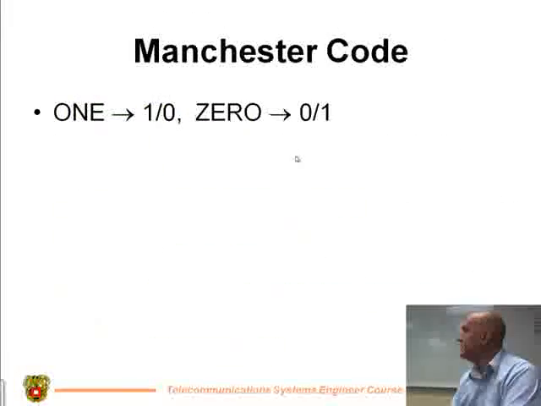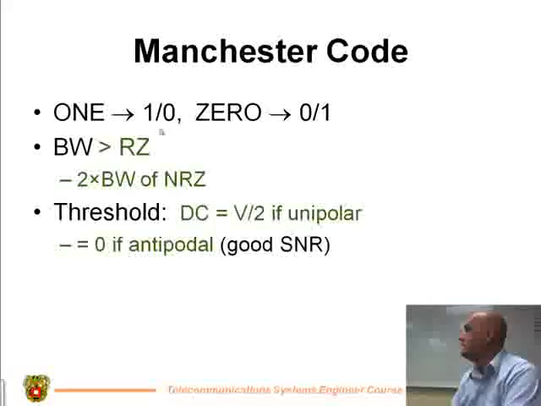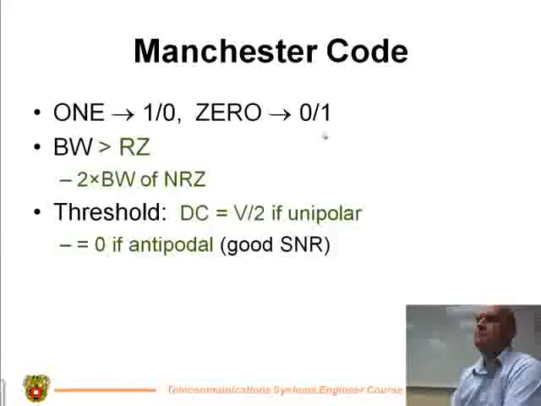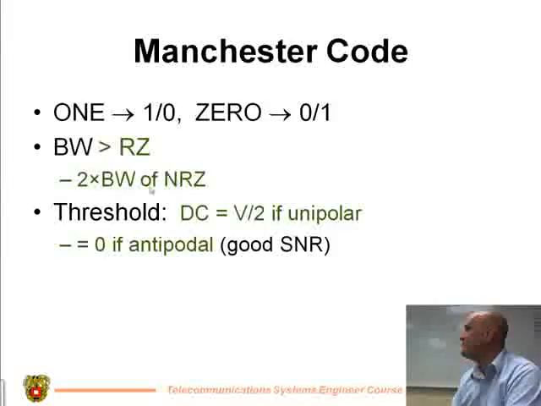Okay, so last thing, Manchester code is a transition. A 1 is a transition from 1 to 0. A 0 is a transition from 0 to 1. There are implementations of Manchester where that's opposite, just depending on whether you're reading the trailing edge or the leading edge. Okay, the bandwidth is greater than return to 0.